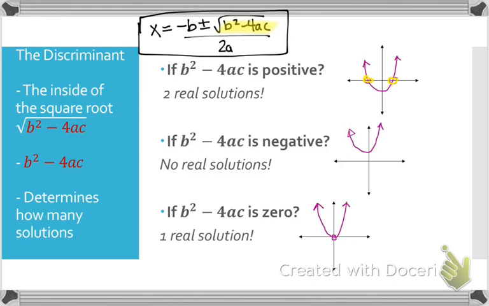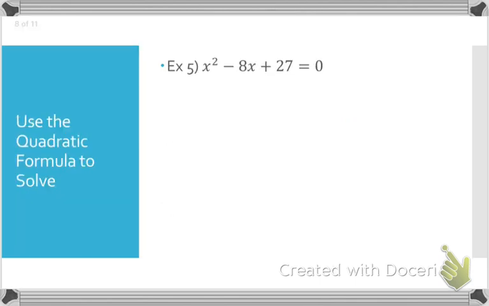Now this is the part that we're interested in, because no real solutions means that we have imaginary solutions. This is where we start getting the i. If b squared minus 4ac is equal to 0, then that means that we have one solution, which is at this point. So I just wanted you guys to remember this from what we did before.